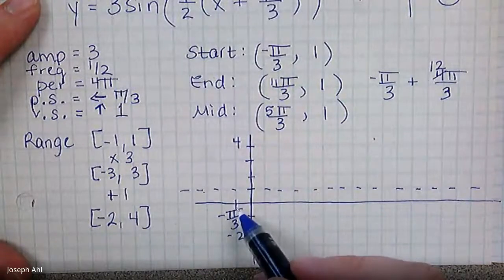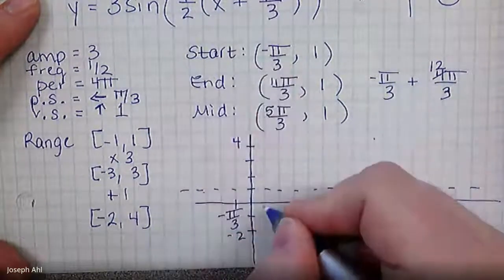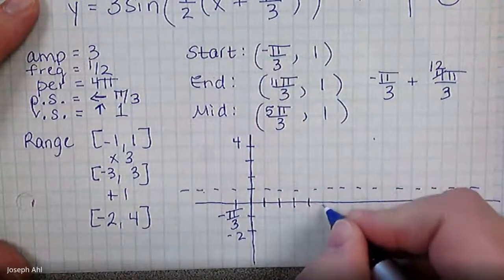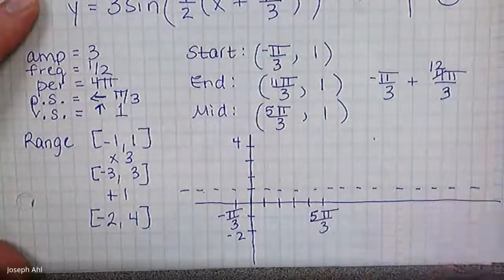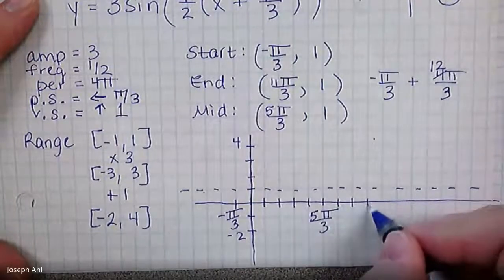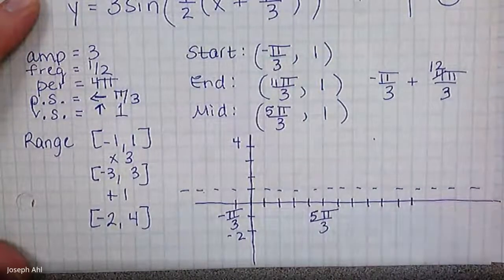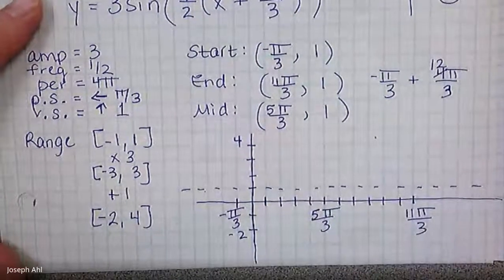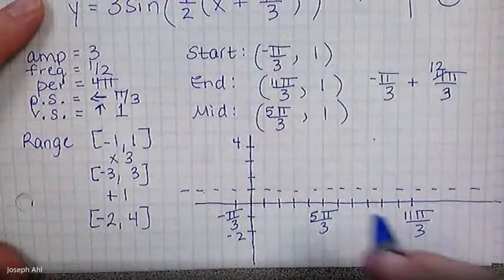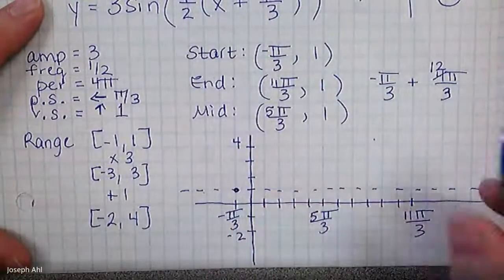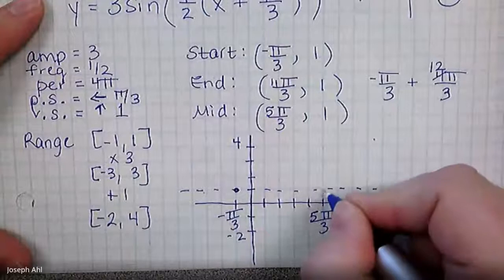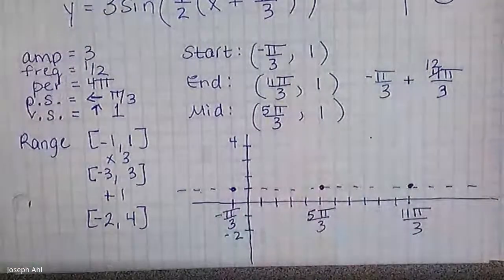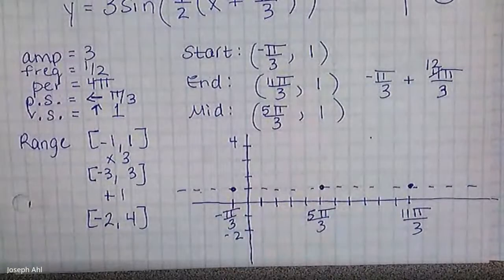So if this is -1 pi over 3, and I do have to go to the left, so it's important to label that, this would be +1 pi over 3. 2, 3, 4, here's 5 pi over 3, that's the middle. 6, 7, 8, 9, 10, 11. So 11 pi over 3 is right here. That's where we're ending. Okay. We know that sine starts, ends, and is in the middle, all on the wrap line, all at a height of 1.